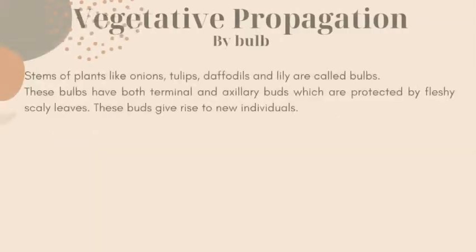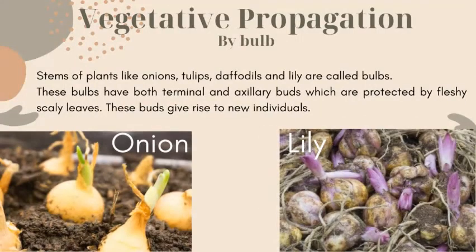Propagation by bulb. Stems of plants like onions, tulips, daffodils and lily are called bulbs. Why are they called bulbs? It is because they store nutrient reserves to ensure the plant's survival. These bulbs have both terminal and axillary buds which are protected by fleshy scaly leaves. These buds give rise to new individuals.